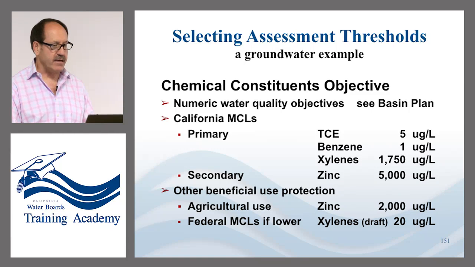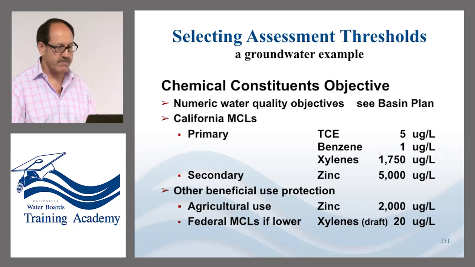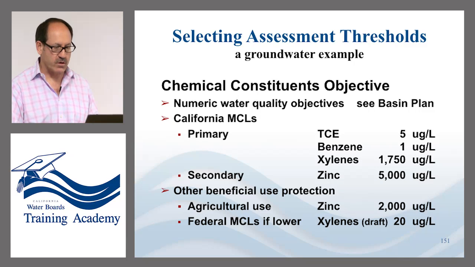Second, MCLs. We're going to assume this water body is a source of municipal or domestic supply. It's listed as MUN in the basin plan. So our primary and secondary drinking water MCLs would apply at a minimum. And here they are for those 4 constituents.